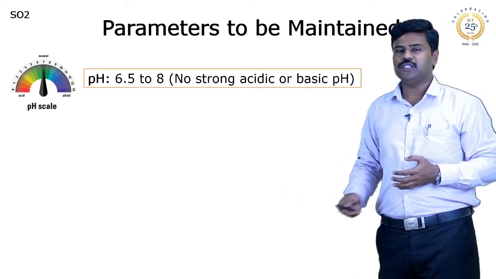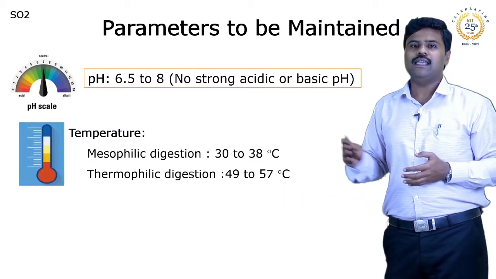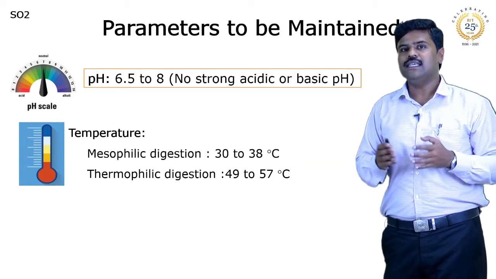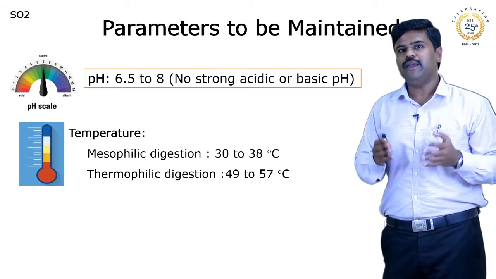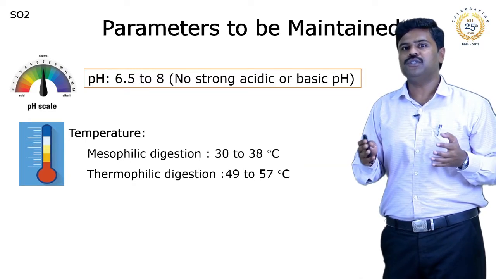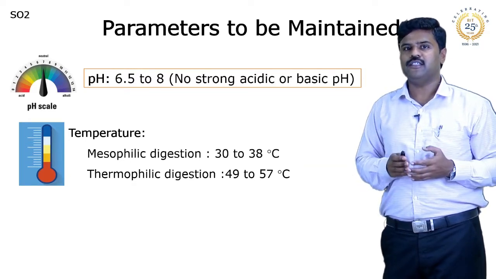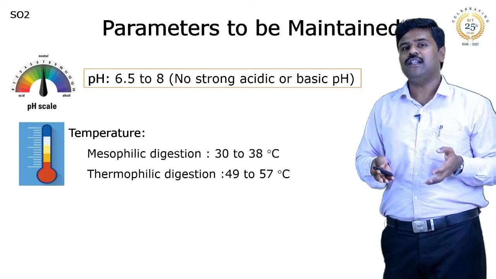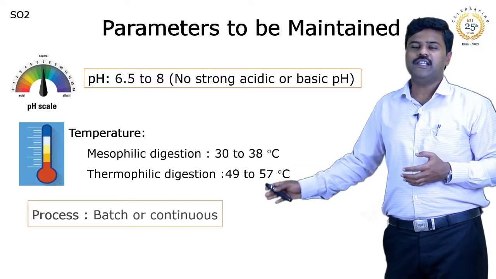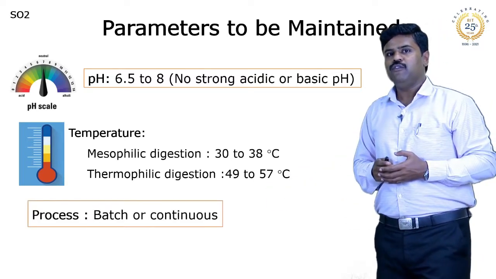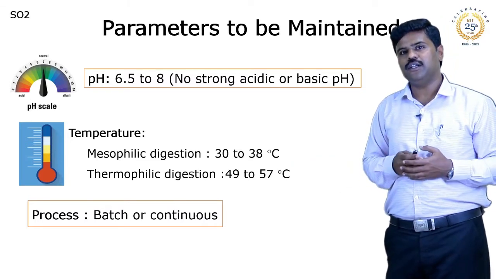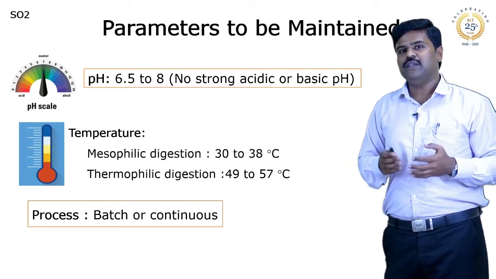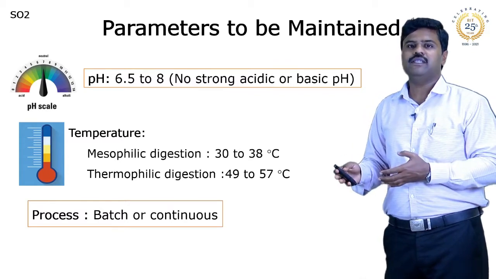Next is the temperature. The group of bacteria involved in anaerobic digestion is in the mesophilic or thermophilic range. That means you have to maintain a temperature of 30 to 60 degrees Celsius in the anaerobic digester. So we need to insulate it and maintain the temperature. Next is the process. If you look at the process, there are two types: one is batch and the other is continuous. Batch means there will be a single input and a single output.